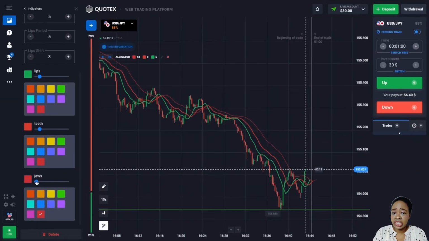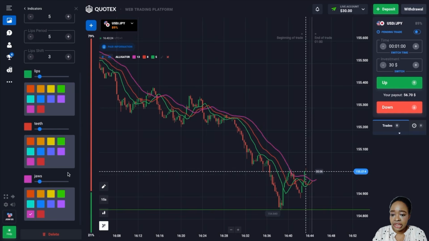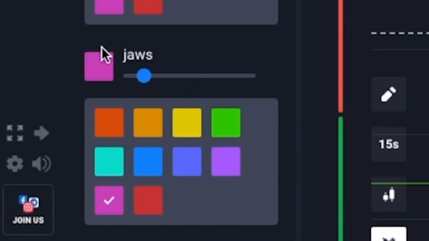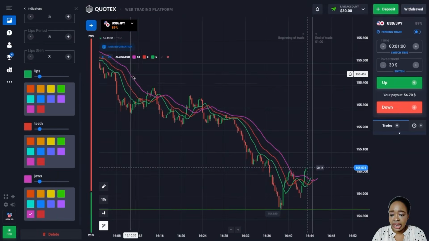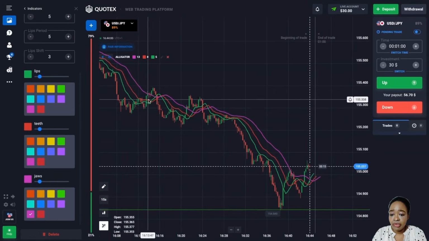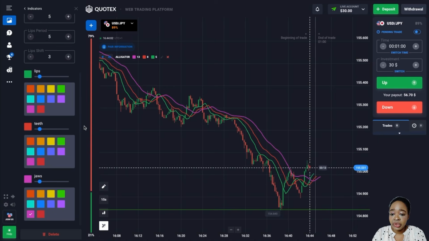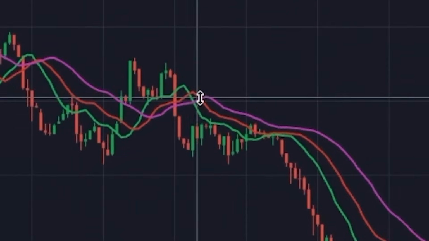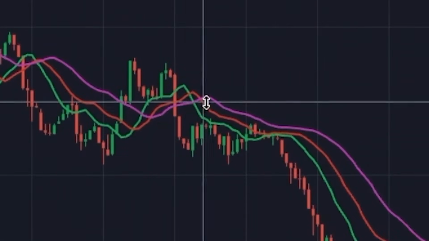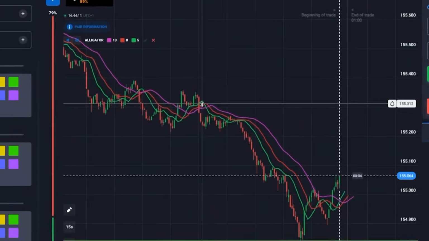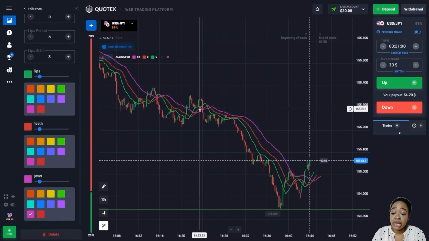So I'm going to talk a bit more about this indicator and add it to the chart. First, I'll make the lines a little bit thicker and change the color of this line to purple. So the alligator jaws, you can see the purple line. It displays medium-term fluctuations, and finally you can see the green line. So these are the alligator lips, which are the fastest and most sensitive lines that react to short-term changes.